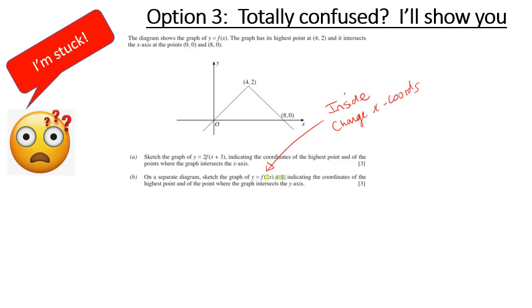If the number is introduced inside a function, then it changes the x coordinates. And when you change x coordinates, you always do the opposite to what it says. So that 2x there, that's like a 2 times x, isn't it? That x is being times by 2. Well, I need to do the opposite to that, so I need to divide the x coordinates by 2.